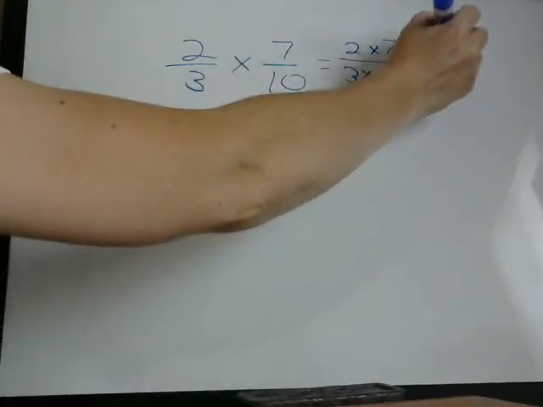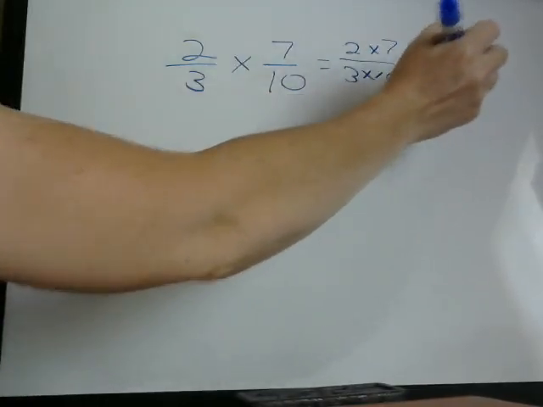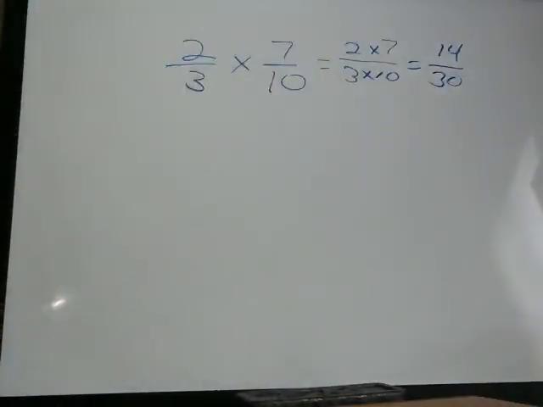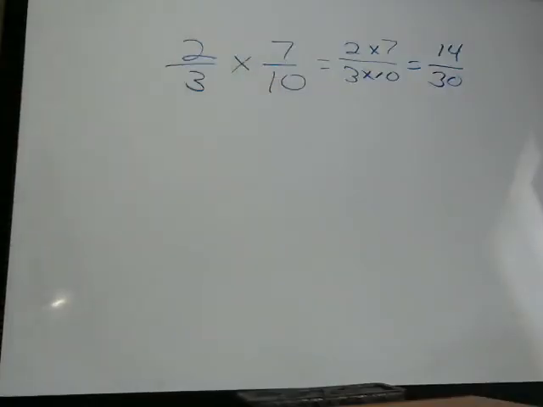So 2 times 7 is 14. 3 times 10 is 30. So you just multiply straight across when you're doing fractions. Numerator times numerator, denominator times denominator.